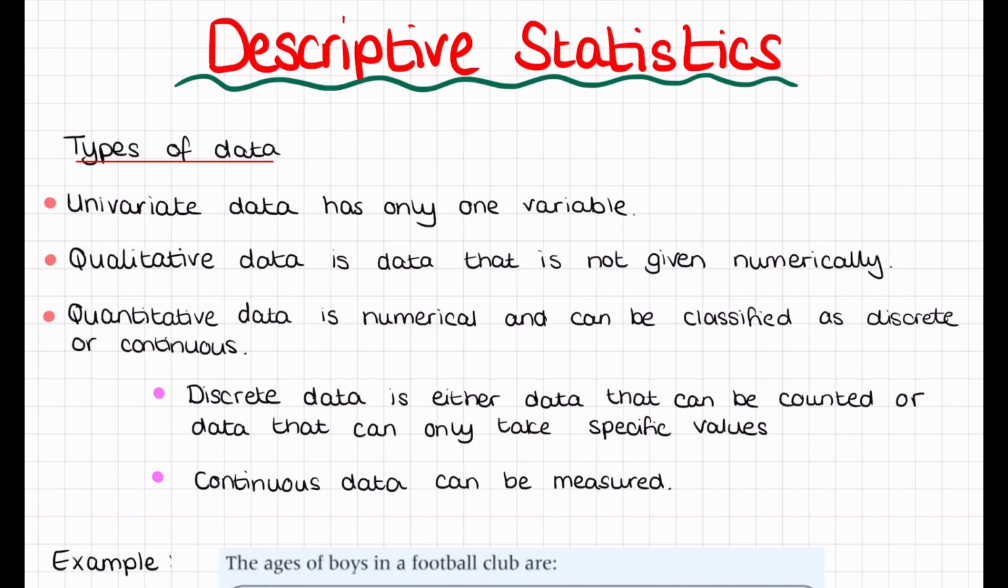So discrete data is either data that can be counted or data that can only take specific values, such as how many cars pass through a traffic light. We can't have half a car, we can only have one car, two cars, three cars, etc. Then continuous data can be measured. Something like height or weight is continuous because if we were able to measure it down to a smallest minuscule unit, if our device was able to do that, then we could.